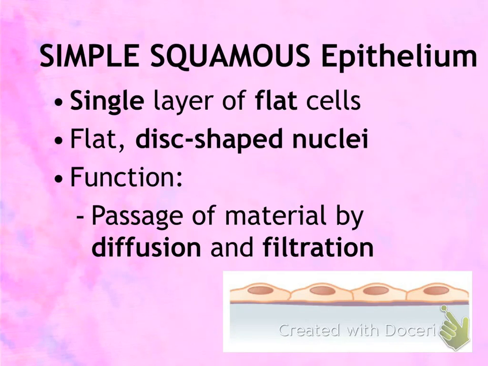Because simple squamous epithelium is flat and single layer, they are very, very thin, so it allows for materials to pass through easily. So the functions of simple squamous epithelium are diffusion, which means that a substance is passing from high concentration to a lower concentration, and filtration, which means that a substance is passing through some type of membrane, and the liquid and the solids are being separated.